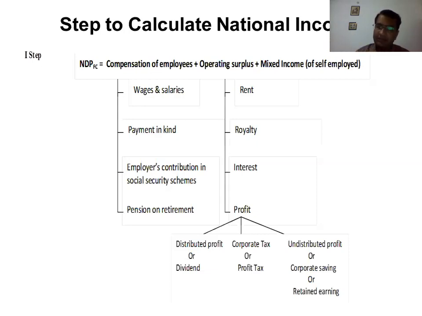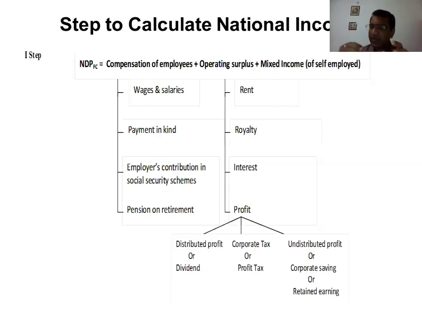But if compensation of employees is not given, and any one, two, or three parts are given, then we will add all of them. In the same way, if operating surplus is given, then we will add operating surplus only, not rent, royalty, interest, profit. But if operating surplus is not given, and rent, royalty, and interest are given, then we will add all of them. In the same way, if profit is given, then we will add profit.